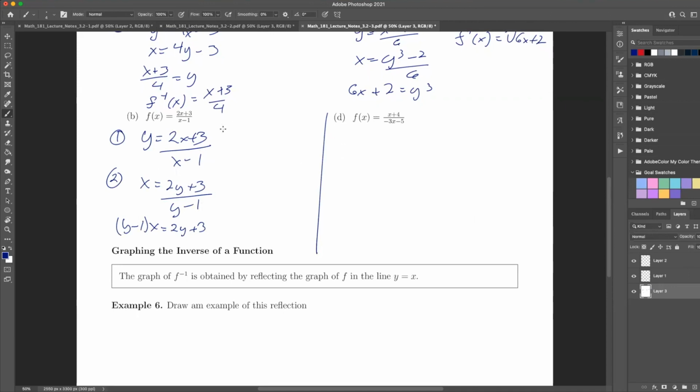Get my x's and y's on the same side. So go ahead and distribute that, so it'd be xy minus x equals 2y plus 3. Move stuff over, so it'd be xy minus 2y equals x plus 3. Pull out a y, so this would be y times x minus 2 equals x plus 3, and then divide it out, and I'll have y equals x plus 3 over x minus 2. And let me just write the inverse here: f inverse of x is equal to x plus 3 over x minus 2.